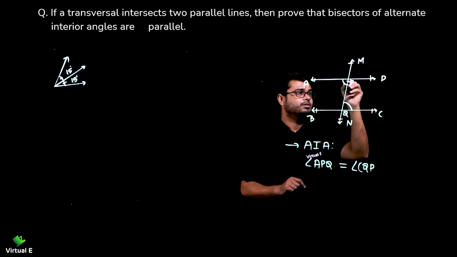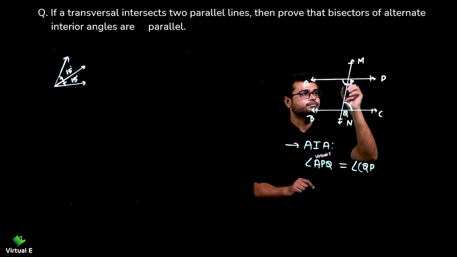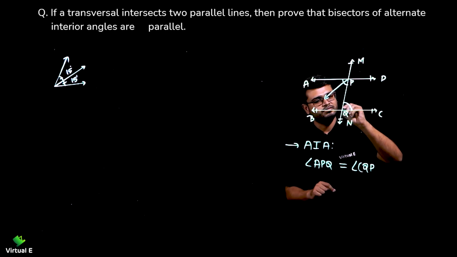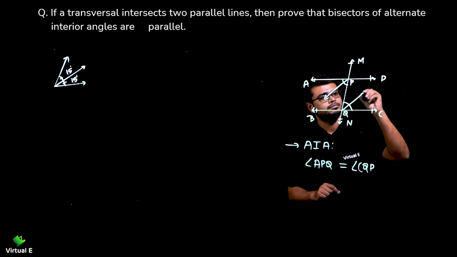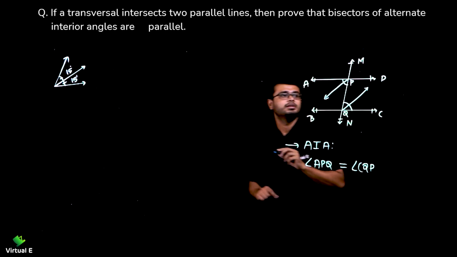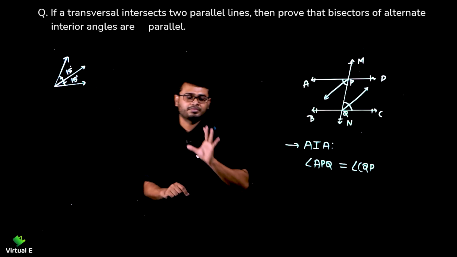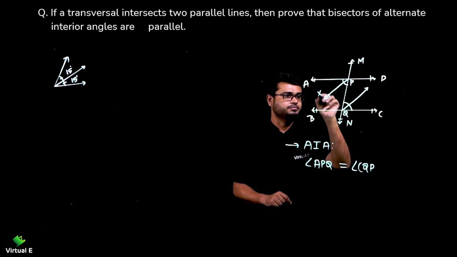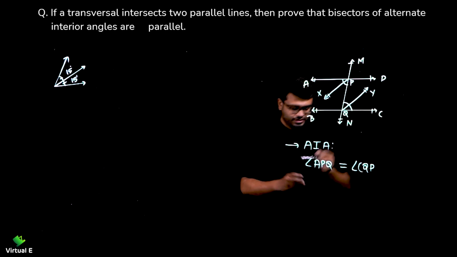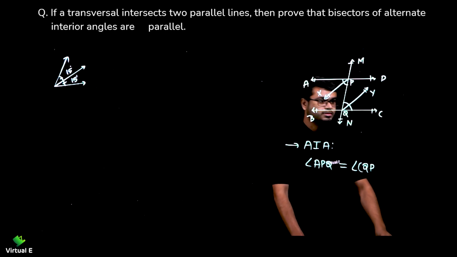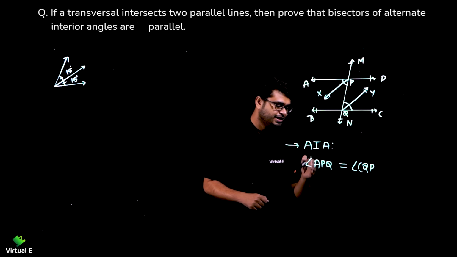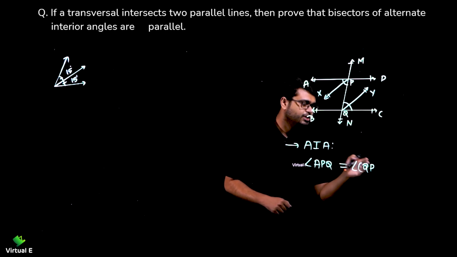So let's draw the bisector from this P. It will be something like this, and another from Q. So that is over here, right? So we have drawn the bisector. Now let's give names as well: here X, and here it is Y. So done. Now AIA, that is angle APQ and angle CQP, right?